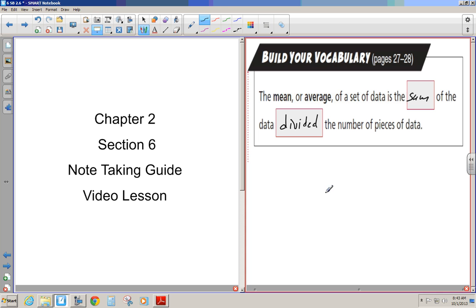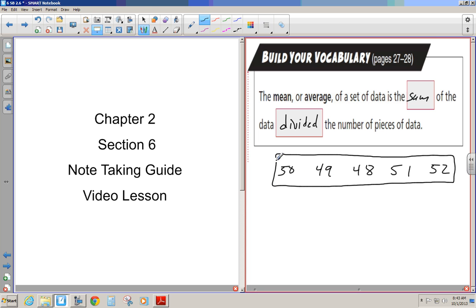So if you had a bunch of scores, like here's a 50, 49, 48, 51, 52. These were all the scores. You would add up all those scores. You would then divide by the number of scores, 1, 2, 3, 4, 5, the number of scores, to get your mean.